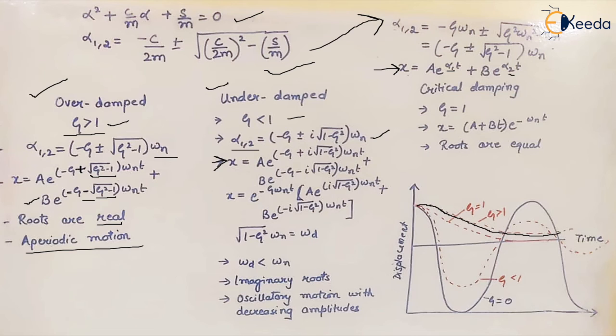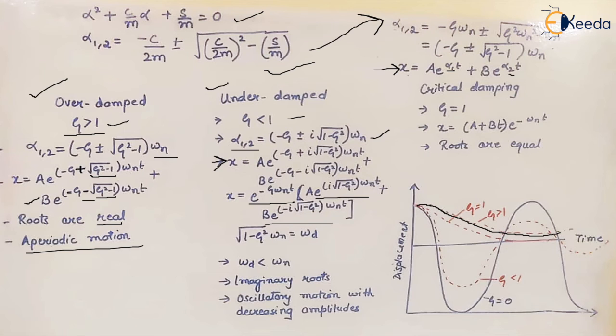Now in this equation we can take the common factor out, which is e raised to the power minus zeta omega n t, and the rest of the equation we can write like this, right? We have just taken this term common. It was the same for both the factors with constants a and b.